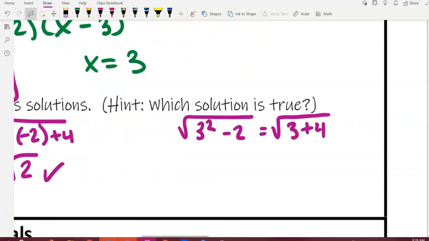And for the 3, 3 squared is 9, minus 2 is 7. We have the square root of 7. And on the right, we have the square root of 3 plus 4, which is also the square root of 7. Surely I did something wrong here.